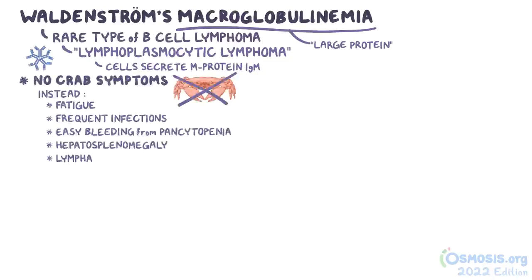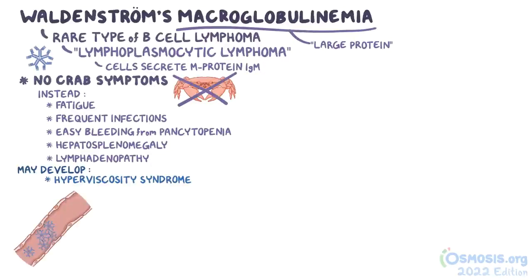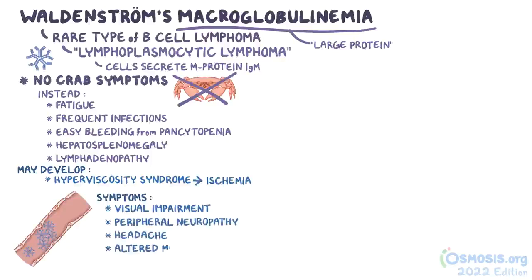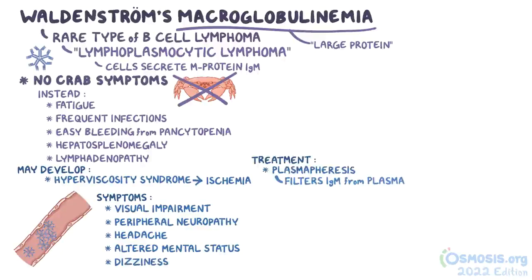as well as hepatosplenomegaly and lymphadenopathy. Also, patients might develop hyperviscosity syndrome, in which IgM, being pentameric in structure and plentiful in amount, occludes small blood vessels, causing ischemia of the affected tissues. Symptoms include visual impairment, peripheral neuropathy, headache, altered mental status, and dizziness. Hyperviscosity syndrome is treated with plasmapheresis, which rapidly filters out the excess IgM from the plasma.